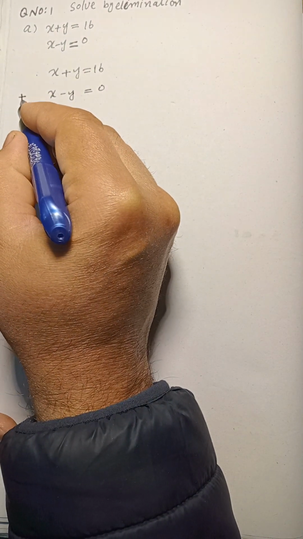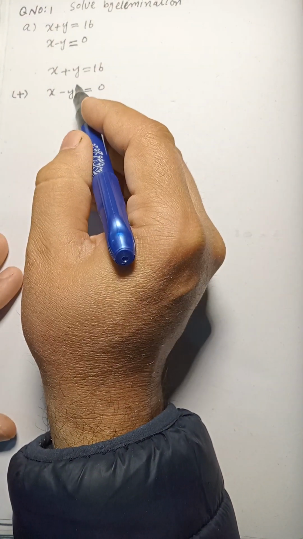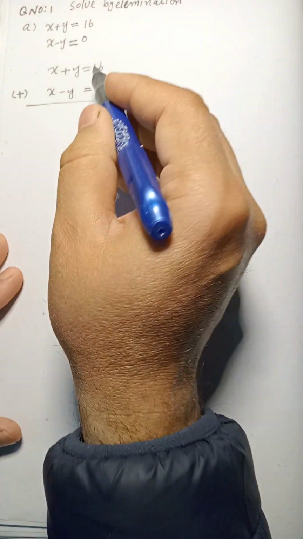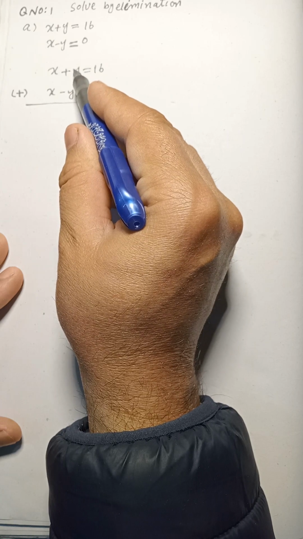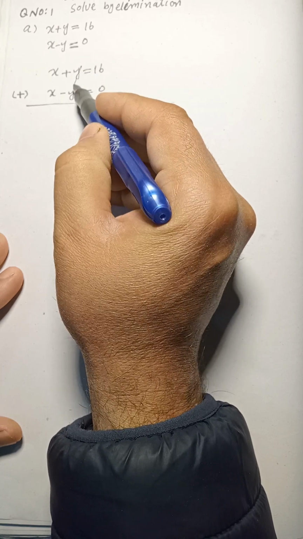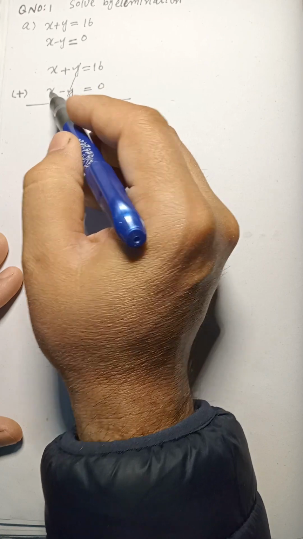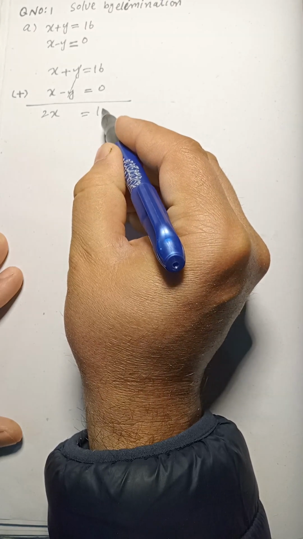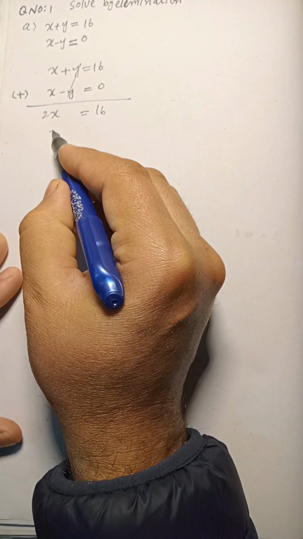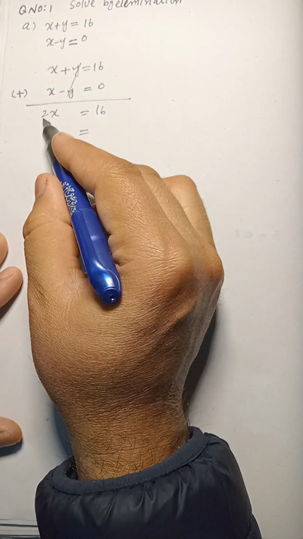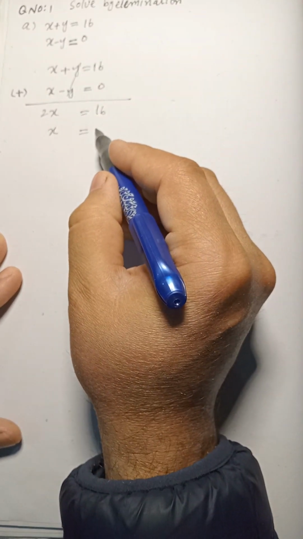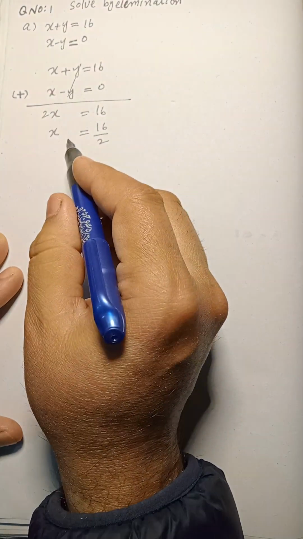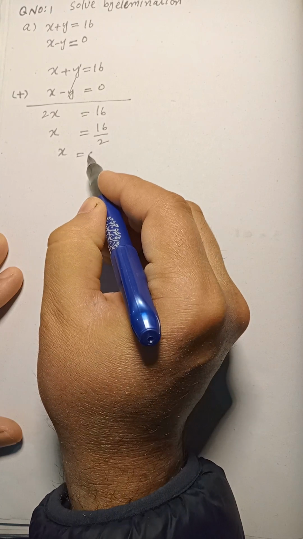Now if we add these equations, I am writing this sign due to addition. If we add these equations, we will not change any sign, and we will cancel out this plus with this minus, and 1x and 1x makes 2x, and 16 plus 0 is equal to 16. Now this 2 is being multiplied by x, so it will be divided on the other side. If you divide, 16 divided by 2, the answer is 8.